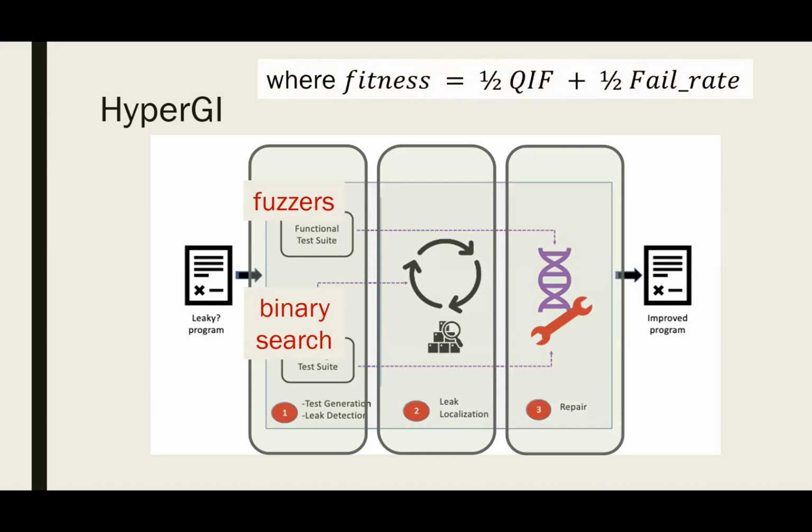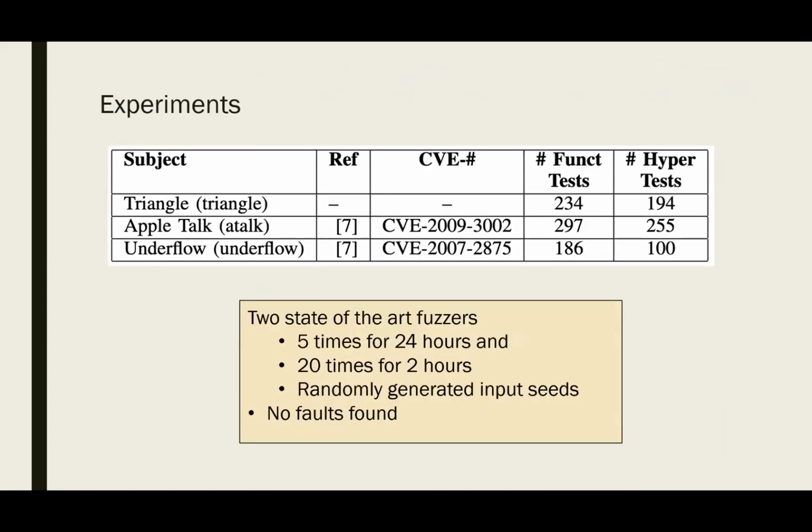And we just used a fitness. At the top, you can see we took the QIF, which was that quantified information flow you saw, and the fail rate of the program, and we just took half and half, and we used that as a weighted fitness function. So it's not really multi-objective, it's just weighted fitness. And we actually ran these.